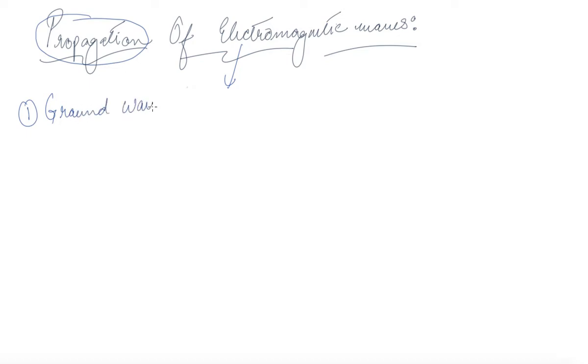So what actually is ground wave? As you know, suppose this is the surface of the earth. In your ground you have antennas. Now this can be propagated only for a short distance because of the curvature of the earth. So suppose another antenna is over here.